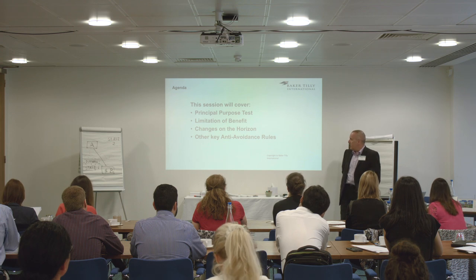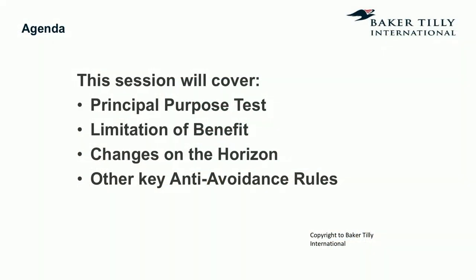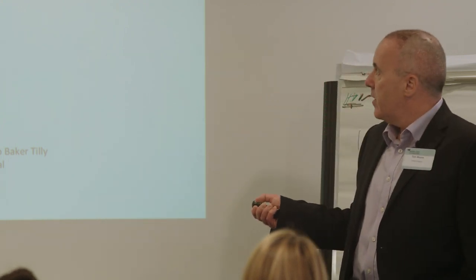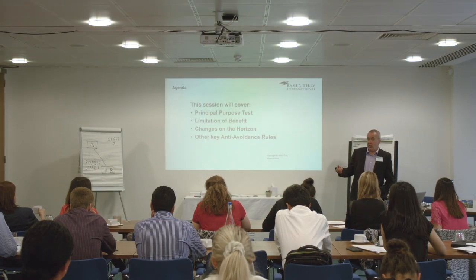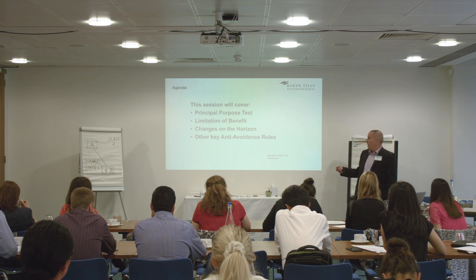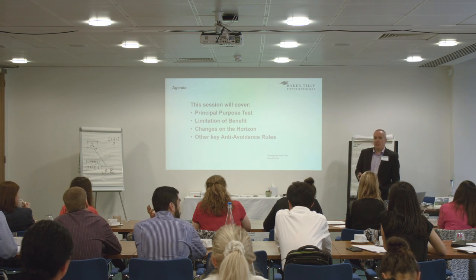So what we're going to talk about is different ways in which governments can limit the tax benefit of some of the structuring that we've been touching on over the past couple of days. Some of these might apply through double tax treaties, some through domestic law, and some through international law. Some of them might apply altogether differently. We will be looking at a way in which treaty benefits can be limited, and actually a way in which other benefits, even under domestic laws, can be limited by the application of something called the principal purpose test.